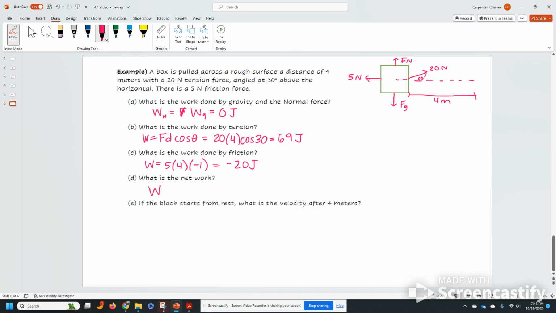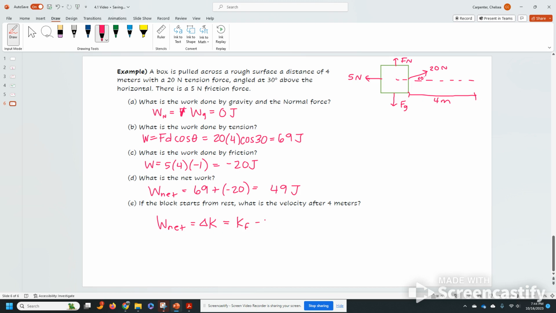And the net work is going to be the work done by tension plus the work done by friction for a total of 49 joules. We're just looking at an object again. We are just changing the kinetic energy. So we should be able to use this net work and set it equal to our change in kinetic energy.